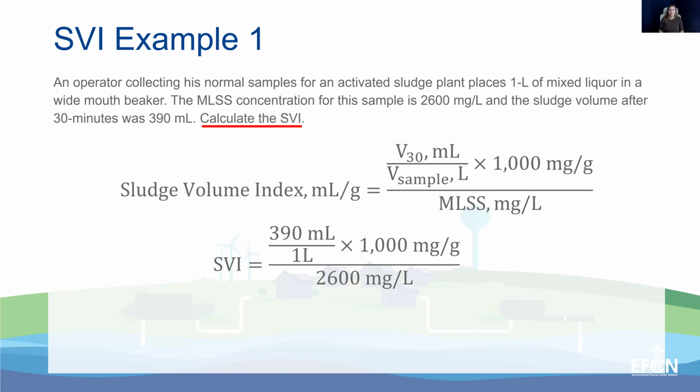The 1 liter as part of the sample volume cancels out with the liter in milligrams per liter on the denominator. The milligrams in the conversion factor will cancel out with the milligrams in the denominator, and that leaves us with milliliters per gram. So our answer, when we plug this into our calculator, will be 150 milliliters per gram.